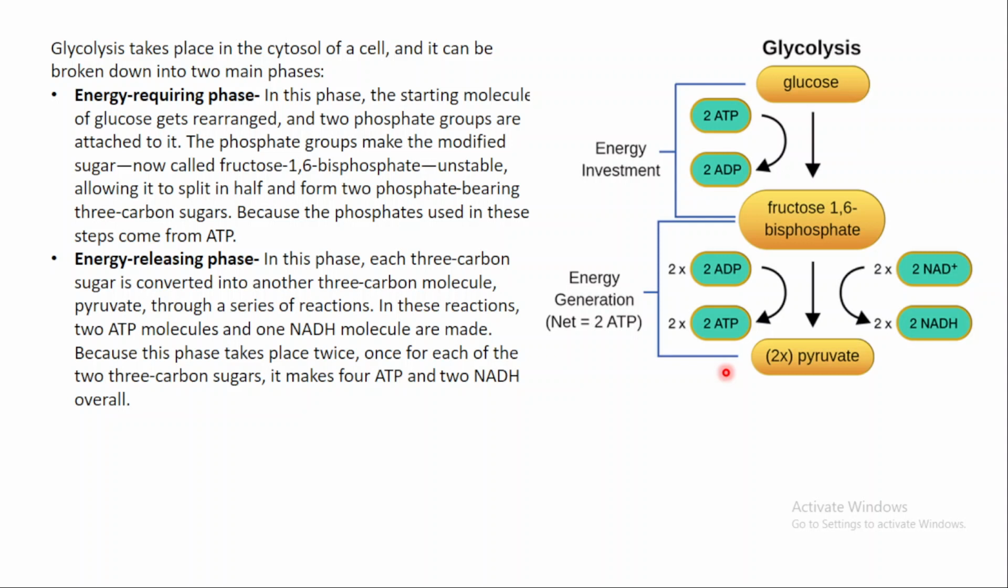And overall, the 6 carbon atom glucose is broken down into 3 carbon atom pyruvate at the end as the end product of glycolysis. Is it clear to the students?